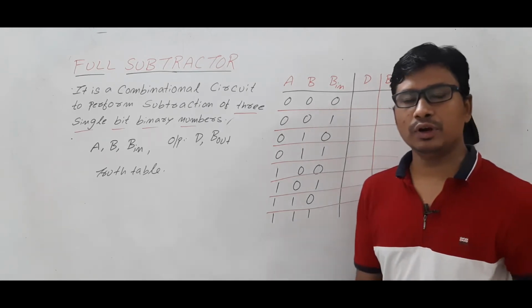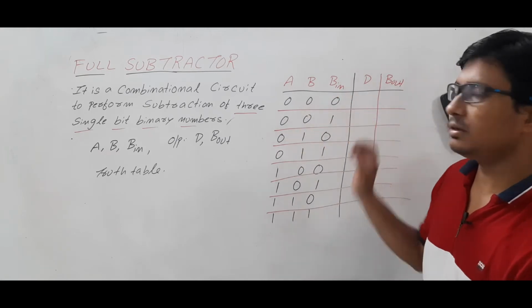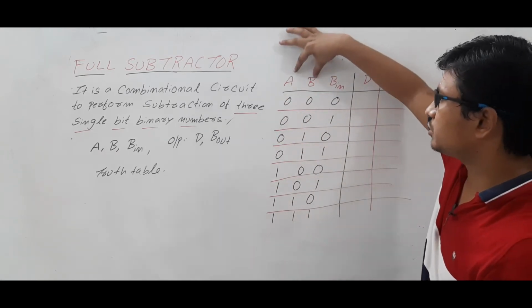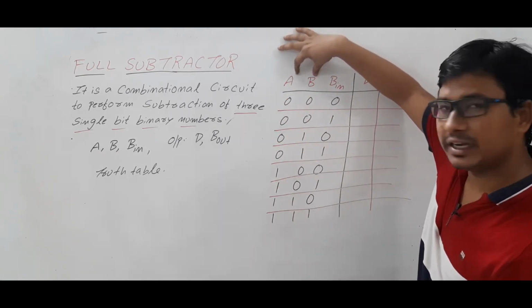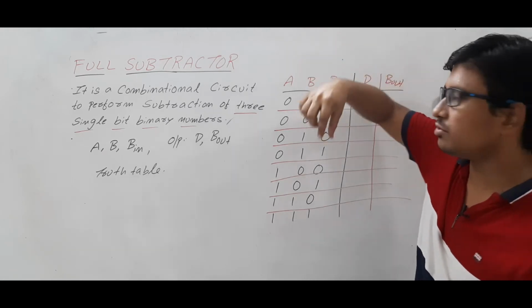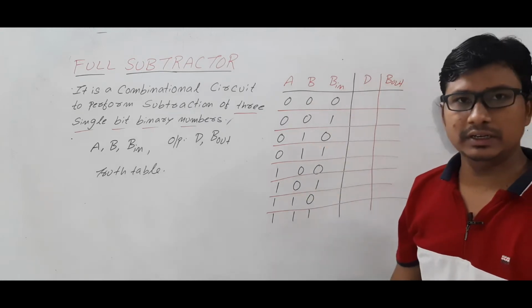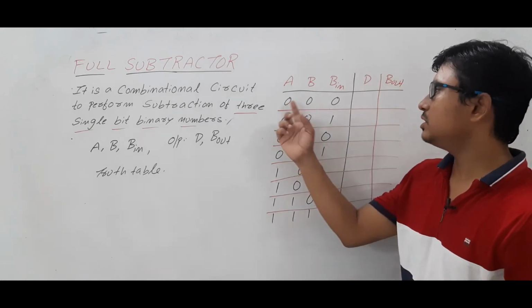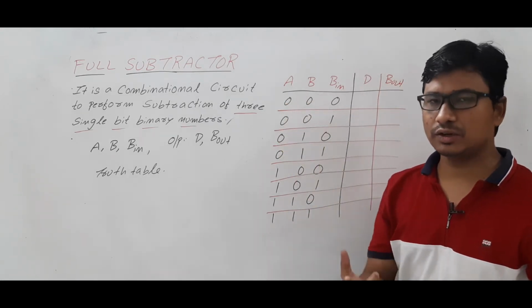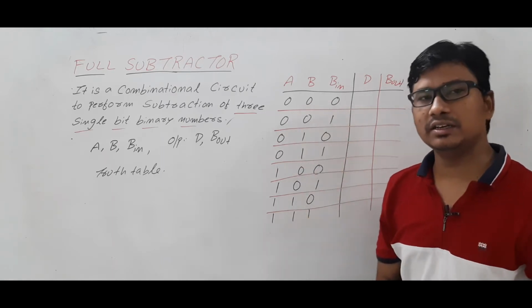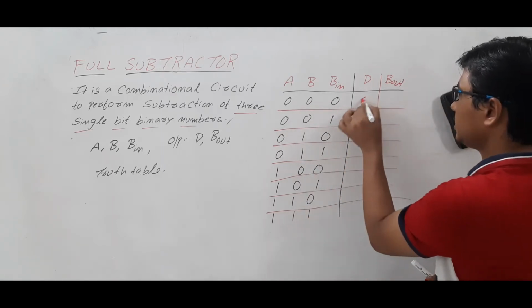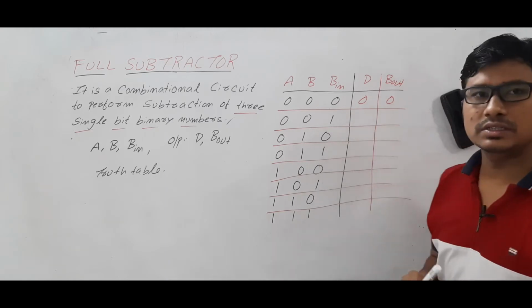Now whenever you want to perform the subtraction between 3 bits, how you do it is that first you perform the subtraction between A and B, and whatever result comes, for that result you perform the subtraction with borrow in. Is it clear? Now let me discuss it. 0 and 0, the difference is 0. 0 and 0, again the difference is 0. Is it clear? And the borrow is also 0.